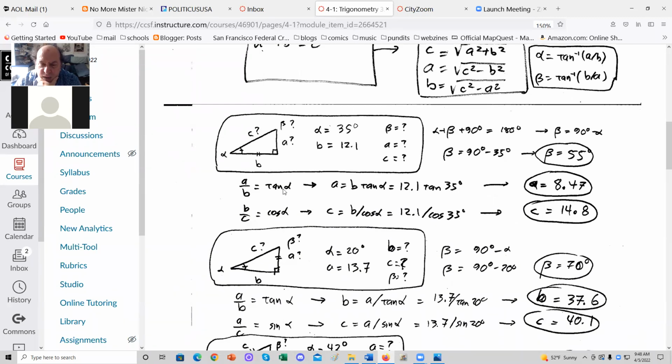A over B equals tan alpha, so A equals B tan alpha. That's 12.1 tan 35 degrees, which is approximately 8.47. That's A. Now to find C from B over C.